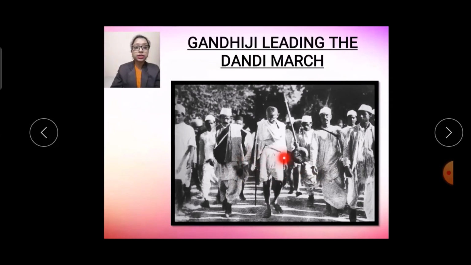known as the Dandi March. In this, Gandhiji marched from the Sabarmati Ashram. And where was Sabarmati Ashram? So it was in Ahmedabad. So Gandhiji walked from Sabarmati Ashram to Dandi on the seashore, and Dandi is a village in Gujarat, and a large number of people took part in this march. So this march was known as the Dandi March.